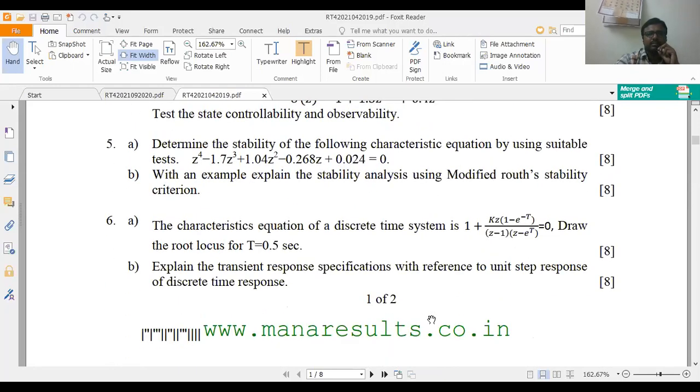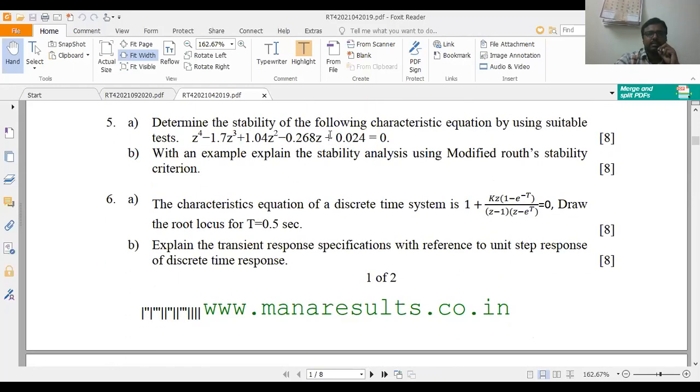And coming to the next questions, determine the stability of the following characteristic equation by using a suitable test. That means you can use the bilinear transformation method or Jury stability. You can choose any of these methods for determination of the stability. And the second question is, write an example and explain the stability analysis using the modified Routh's criteria. Modified Routh's criteria is nothing but the bilinear transformation method.